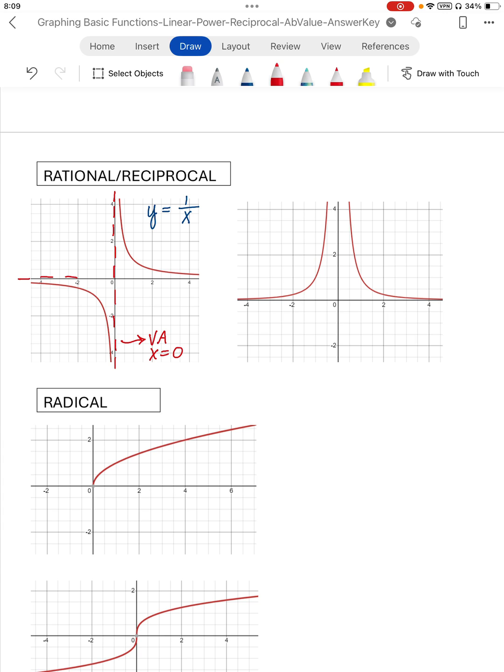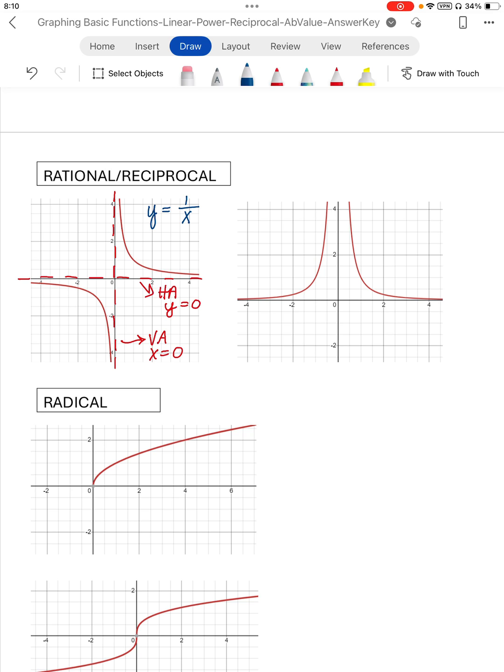On this one, we also have a horizontal asymptote, which would be y equals 0. And you can see that is kind of steering the graph off to the left and the right.